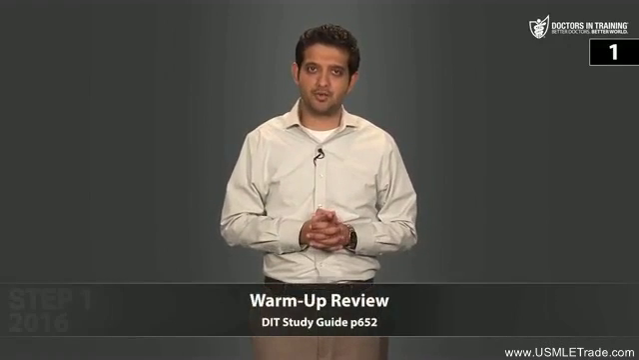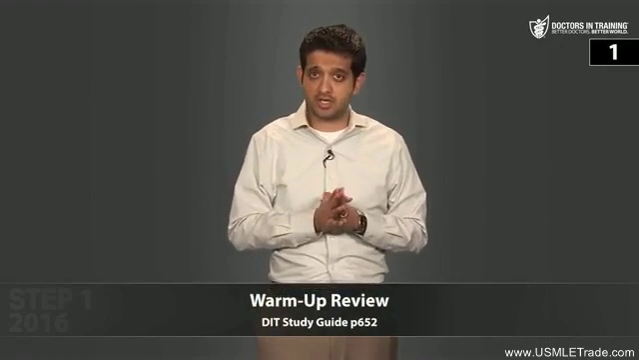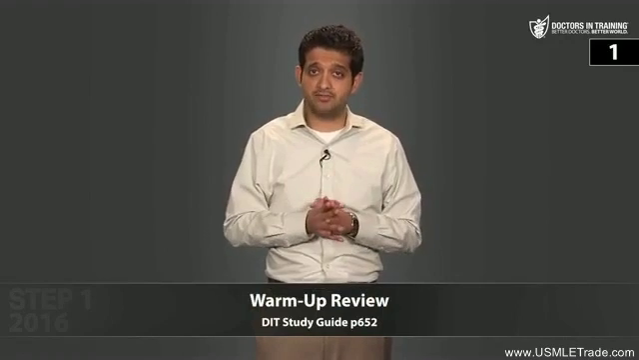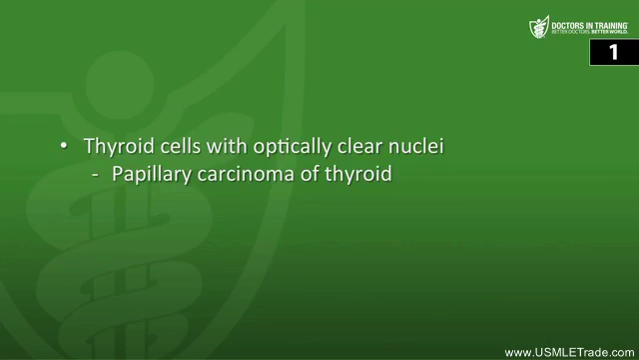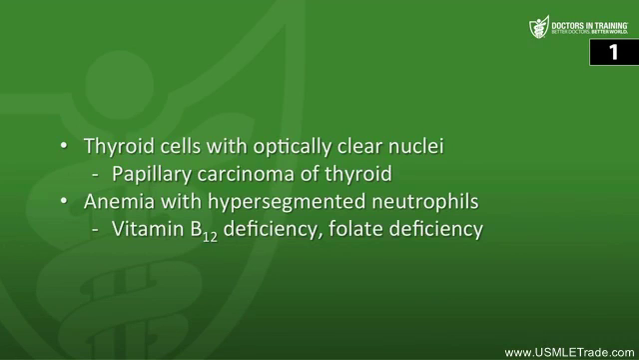Let's get started. First question. Which disorder is associated with each of the following findings? So pathology of thyroid cells with optically clear nuclei. These are your Orphan Annie nuclei, seen with papillary carcinoma of the thyroid. Anemia with hypersegmented neutrophils. This is the classic megaloblastic anemia of vitamin B12 and folate deficiency.